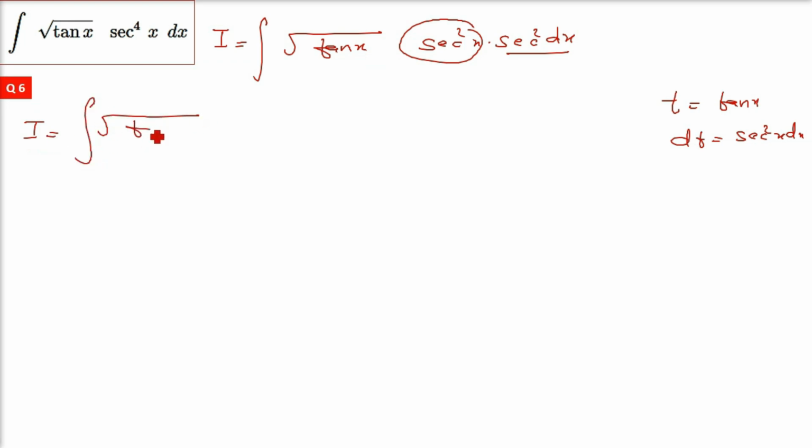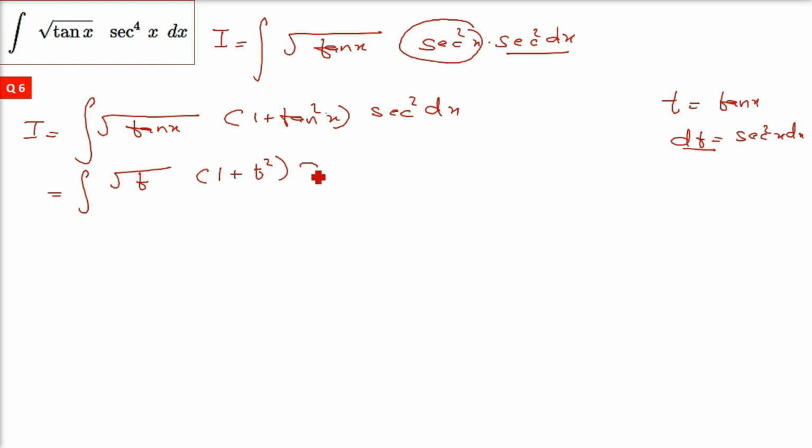Under root tan x, sec square x we will write as 1 plus tan square x. This sec square x dx will be dt. So we will put t just now. Under root t, 1 plus t square, and sec square x dx is dt. Now multiply this root t with 1 plus t square. So t raised half multiplied by 1 plus t square.